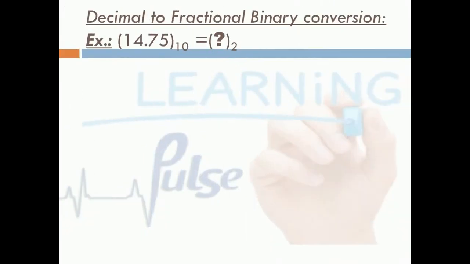Now coming to the interconversion, which is decimal to fractional binary conversion. We have here the number 14.75, which is a decimal number. As you can see, the radix is 10, and we have to find its binary value. The digits preceded by the decimal point are known as the integer part, whereas the part followed by the decimal point is known as the fractional part.